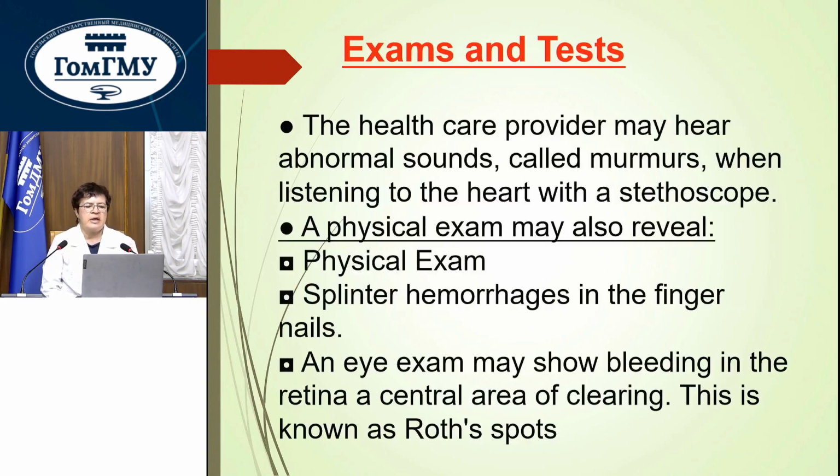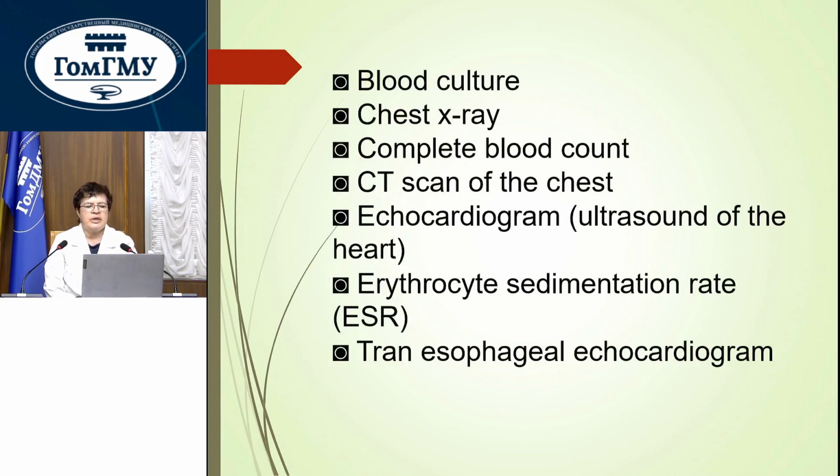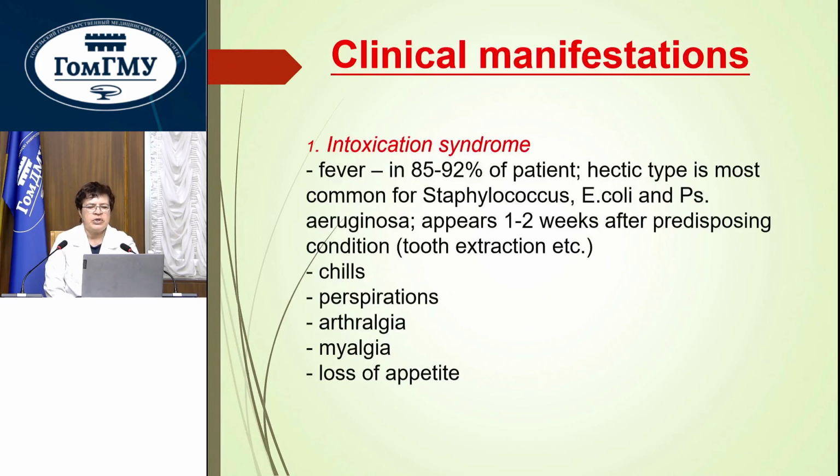Exams and tests. The healthcare provider may hear abnormal sounds called murmurs when listening to the heart with a stethoscope. A physical exam may also reveal splinter hemorrhages in the fingernails. An eye exam may show bleeding in the retina with a central area of clearing. This is known as Roth spots. Tests: blood culture, chest X-ray, complete blood count, CT scan of the chest, echocardiogram, ultrasound of the heart, erythrocyte sedimentation rate, ESR, transesophageal echocardiogram.